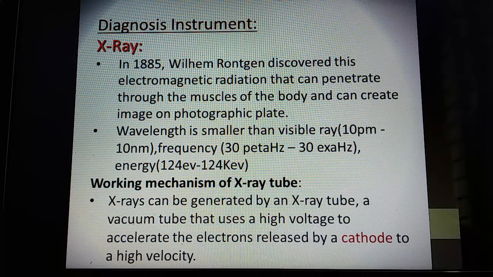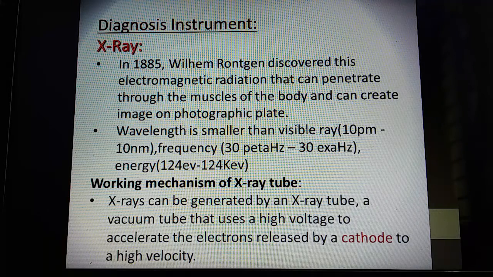Let's try to know about wavelength. The wavelength is smaller than visible light. For example, 10 picometer to 10 nanometer. Frequency ranges from 30 petahertz to 30 exahertz. Peta, exa, picometer, nanometer: these words are very common to you, as you have known about these suffixes in chapter 1. Then the energy level is 124 electron volts to 124 kilo electron volts.